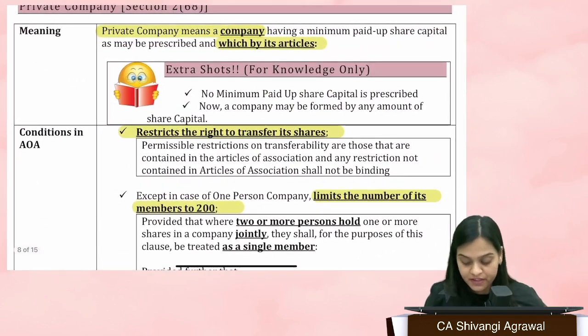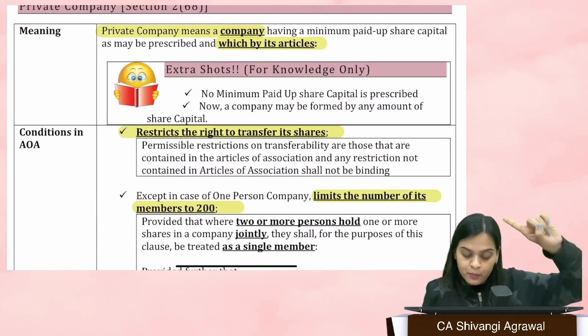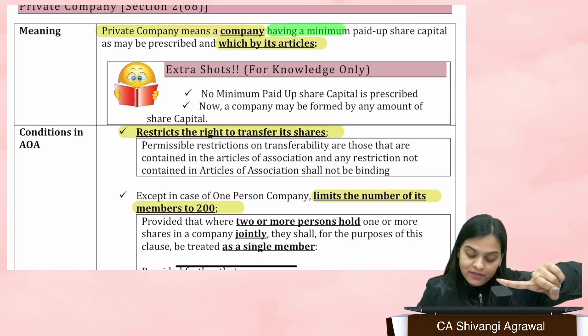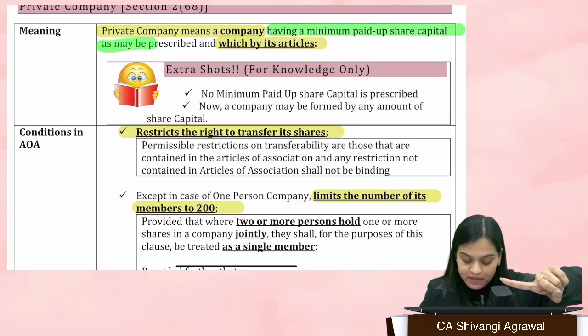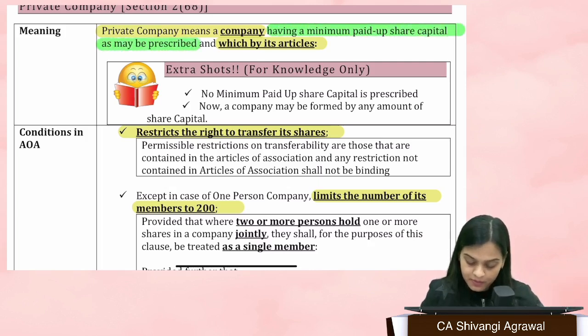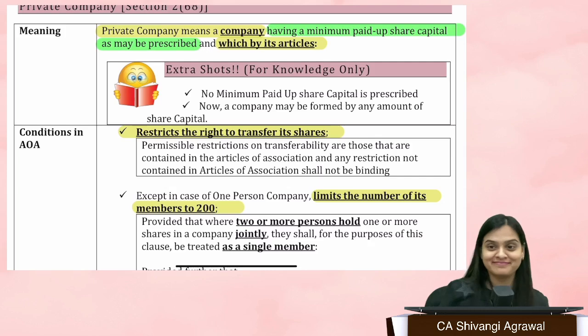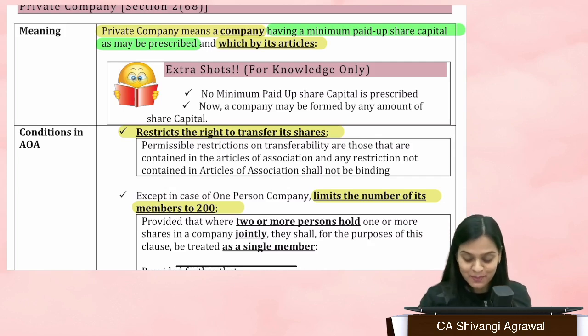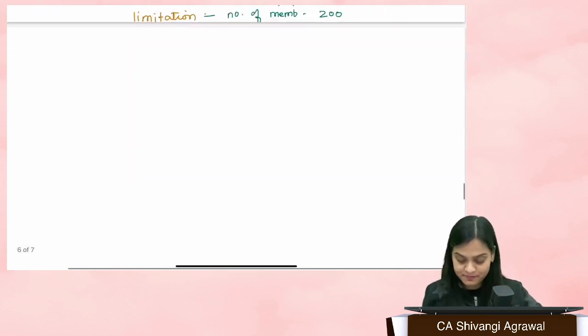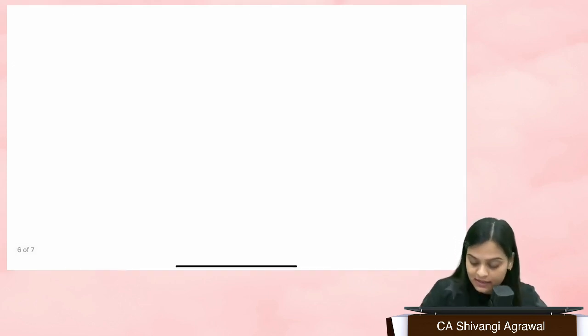The very first thing. A private company means a company having a minimum paid up share capital as may be prescribed. The point is, nothing is being prescribed. Now, when I say prescribed, important note.